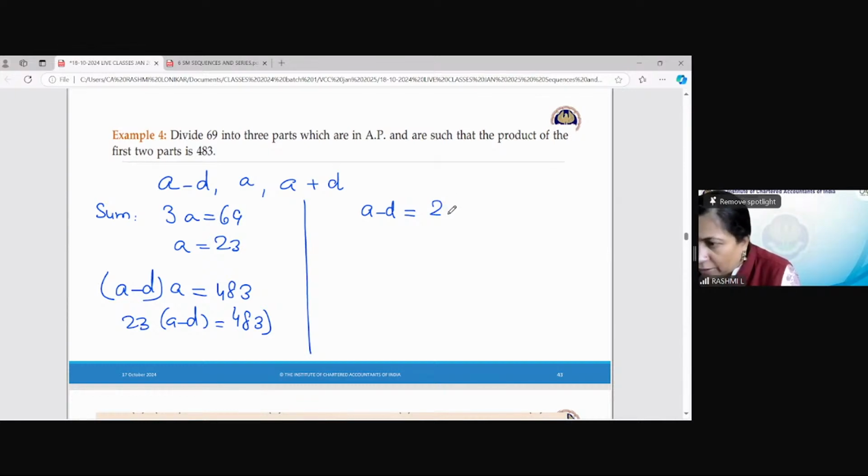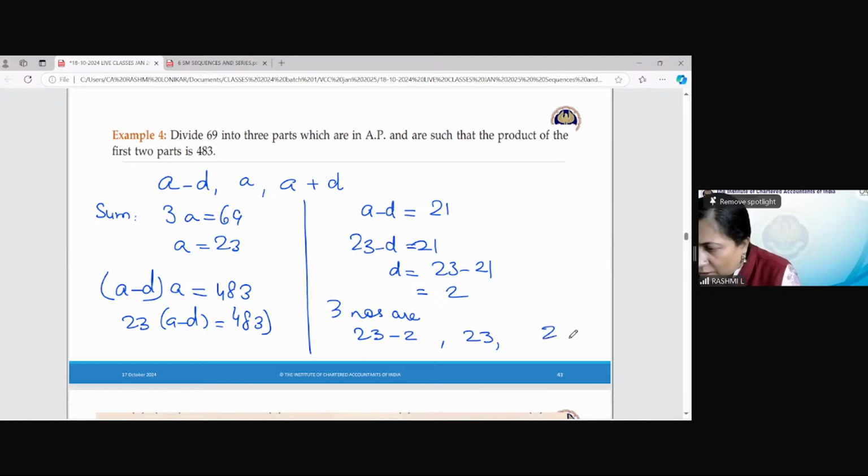कितना आया था वो, 21 था शायद ना. So 23 minus D is equal to 21. So D is equal to 23 minus 21. So D is equal to 2. So the three numbers are 23 minus 2, 23 and 23 plus 2. Okay. So I get 21, 23, 25.